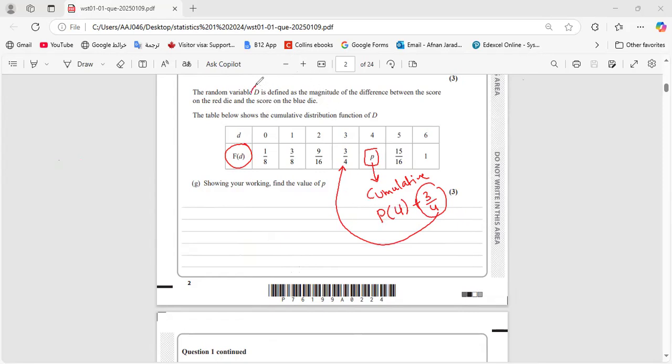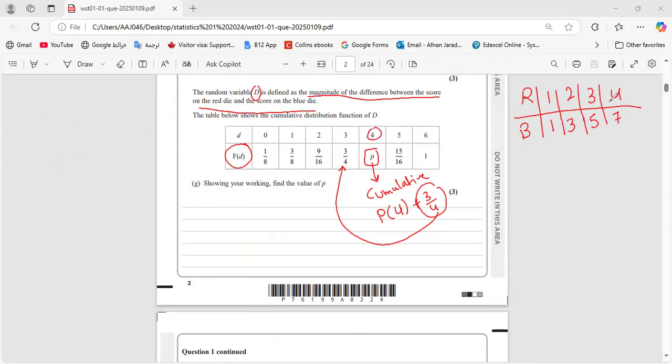Again, D is the magnitude of the difference between the score of red and the score of blue. So I need, again, red and blue. Red is 1, 2, 3, 4, and the blue equals 1, 3, I think 7 and 9. Sorry, 5 and 7. Yes, 5 and 7. Look here. I need the difference between the scores to be 4.